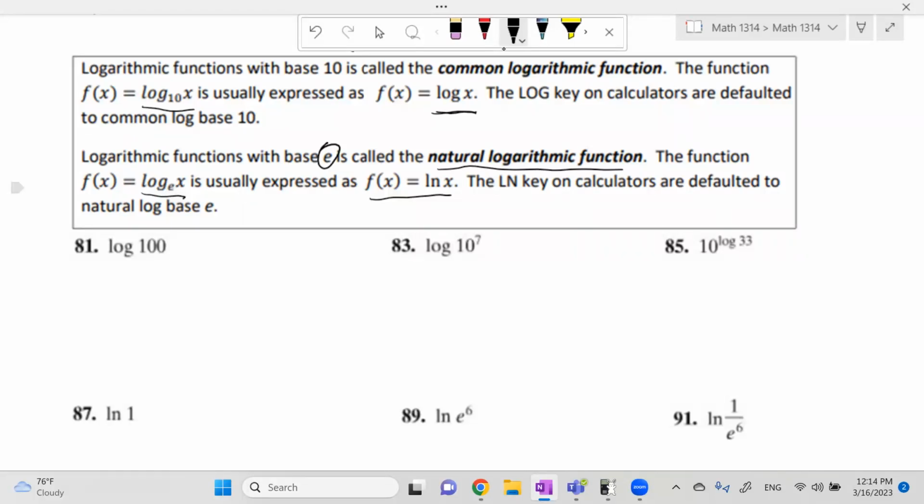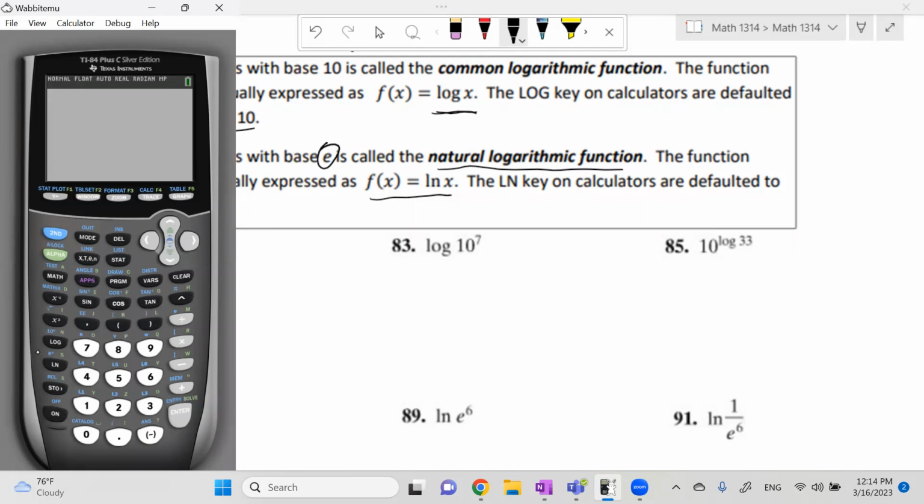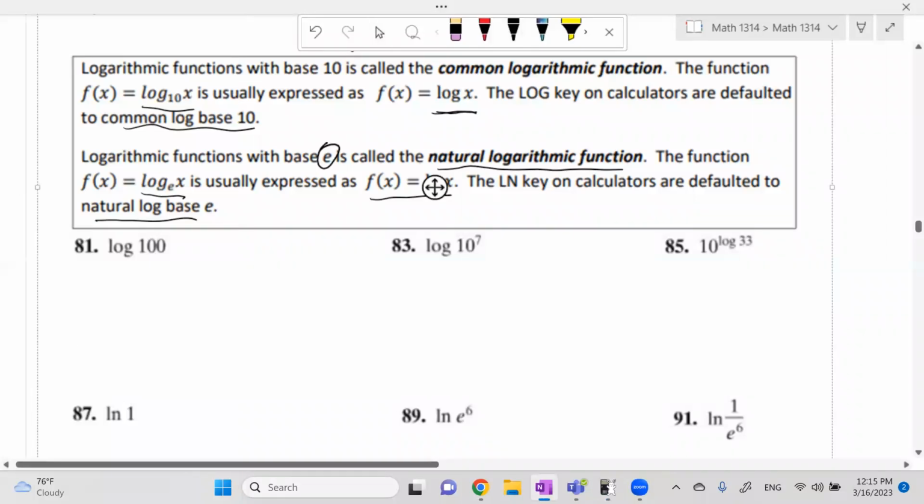Why am I talking about the common base and the natural log base? Because we can find these 2 buttons on our calculator. Next to button 7. You can use these 2 to do the computation. All right, let's come back to see the example.